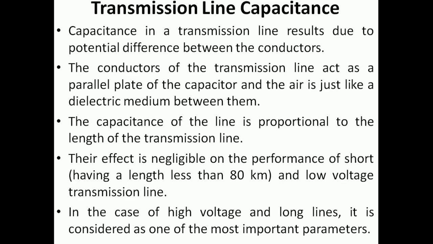Capacitance in a transmission line is due to the potential difference between the conductors. In a transmission line, the conductors act as parallel plates and air acts as the dielectric medium of the capacitor. Since the capacitance is proportional to the length of the transmission line, its effect is negligible when the length of the transmission line is less than 80 km, or in the case of a low voltage transmission line. Whereas in the case of high voltage and long lines, this capacitance parameter is one of the most important ones.